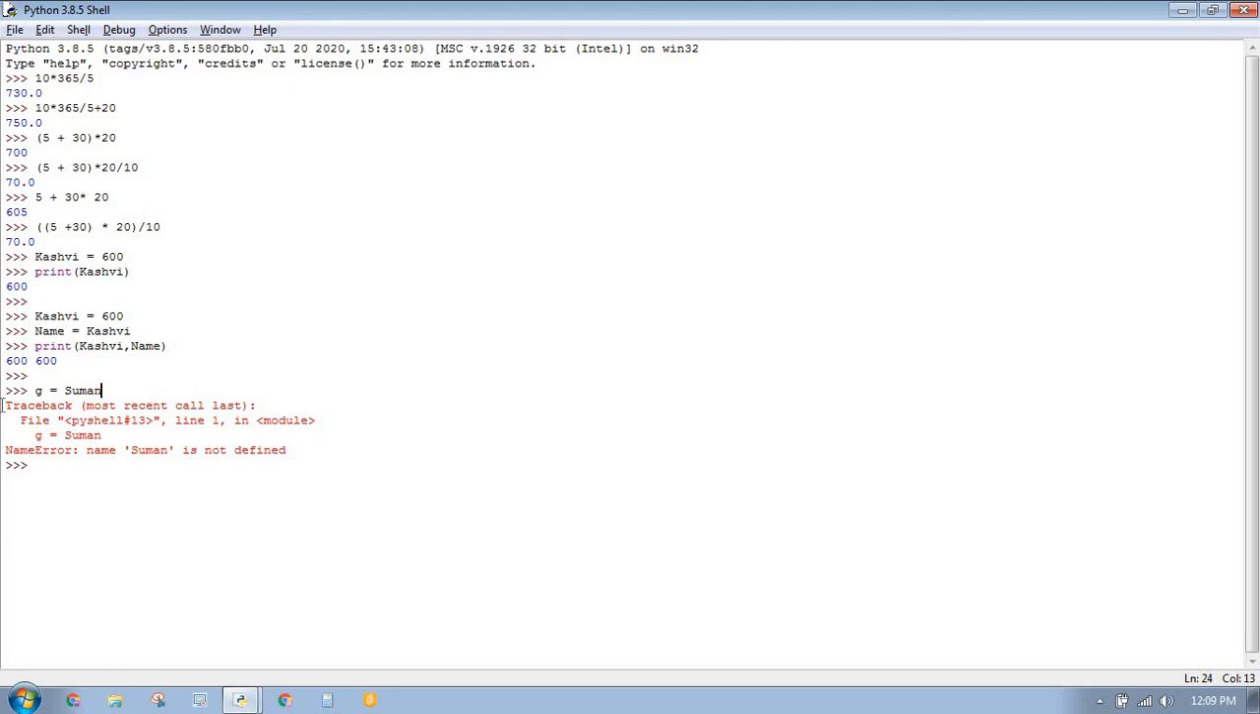What is that? Traceback, most recent call last. File Python shell, line 1, in module, gsuman. NameError: name Suman is not defined. But why?